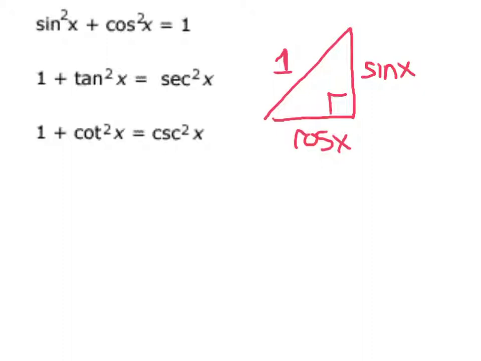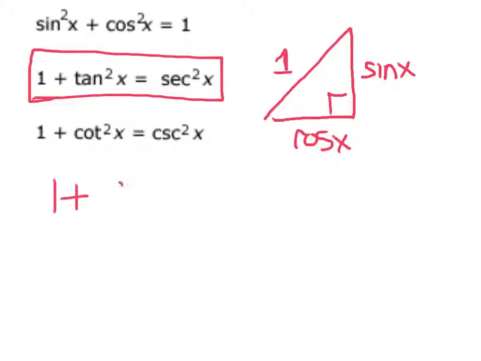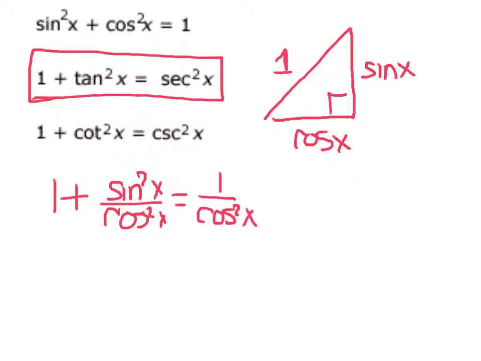Now, we're also going to do proofs in this section. And the proofs are going to be asking you to do things like prove this function: 1 plus tangent squared equals secant squared. So if I had 1 plus tangent squared, that's 1 plus sine squared x over the cosine squared x. And that's equal to secant squared, which is 1 over cosine squared x. So now I'm going to have to look at things like balancing equations. And I've got cosine squared on the bottom right here.